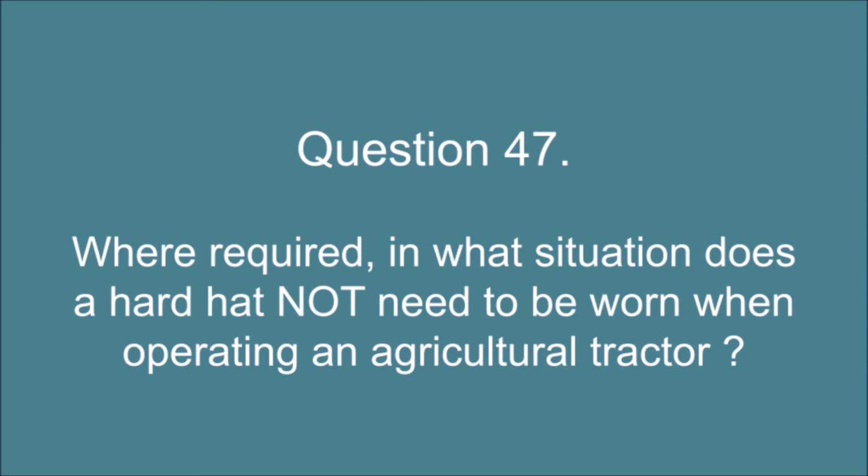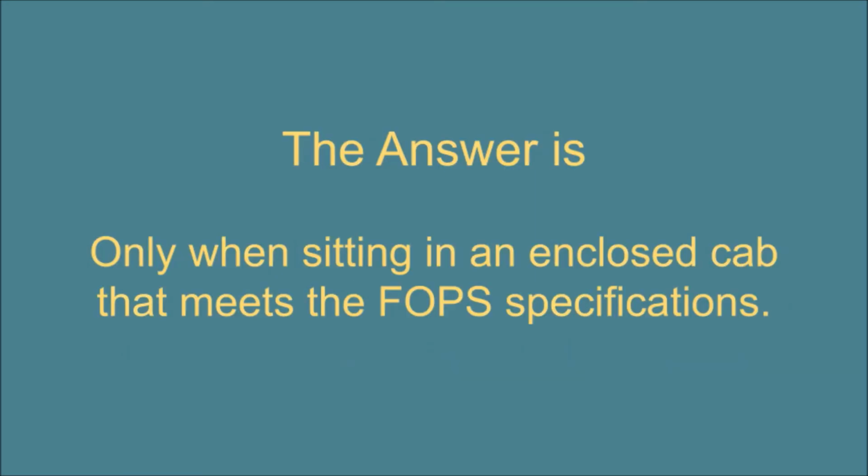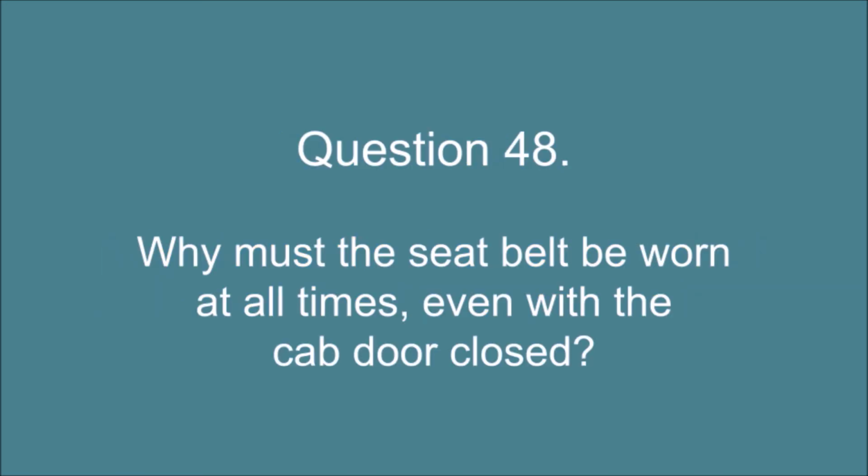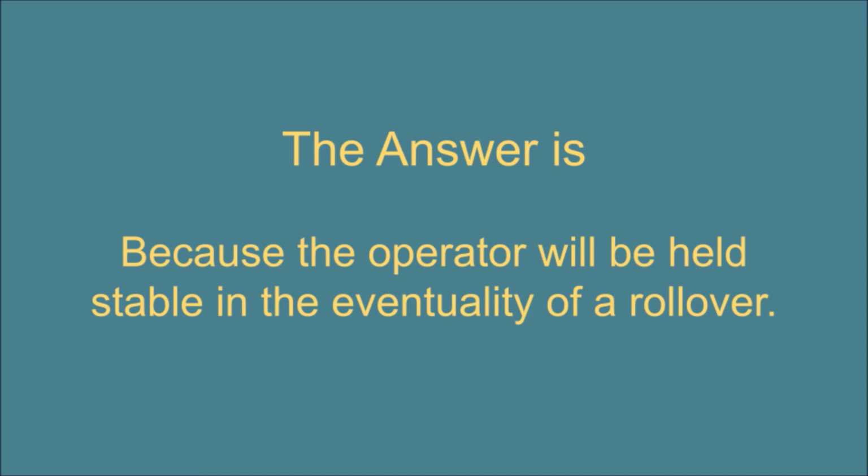Question 47. Where required, in what situation does a hard hat not need to be worn when operating an agricultural tractor? The answer is: only when sitting in an enclosed cab that meets the FOPS specifications. Question 48. Why must the seat belt be worn at all times, even with the cab door closed? The answer is: because the operator will be held stable in the eventuality of a rollover.